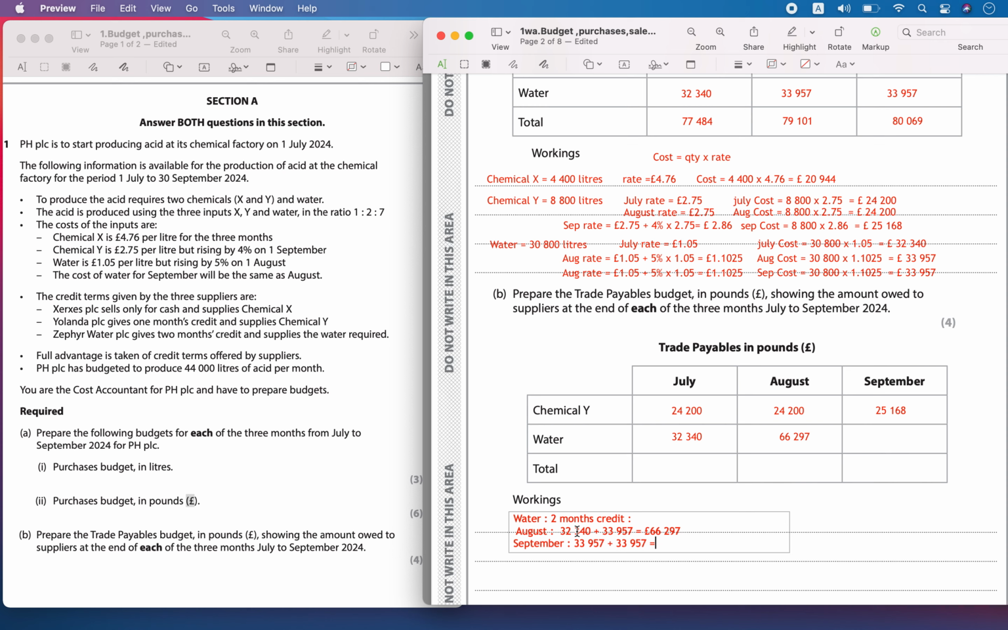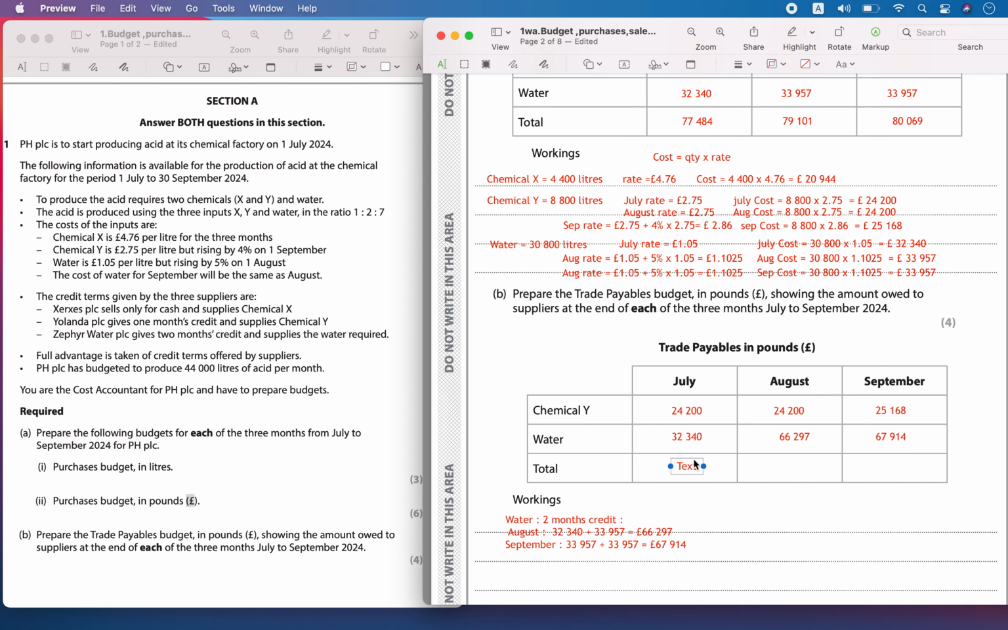So 33,957 times 2, so that is equal to 67,914. So I can still owe this much amount to them, because the credit term says I'm allowed to have 2 months credit, so I need not pay upfront. I can still owe them 67,914 at the end of the month, and still I'll be able to get my products.